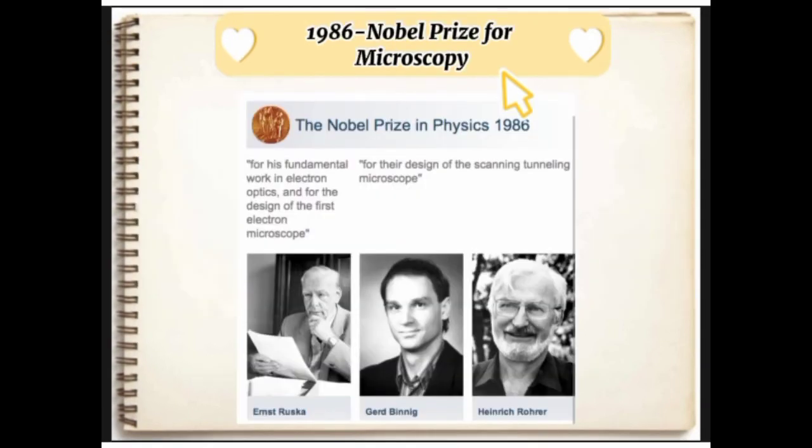1986, Nobel Prize for microscopy. The Nobel Prize in Physics is awarded jointly to Ernst Ruska for his work on the electron microscope and to Gerd Binnig and Heinrich Rohrer for the scanning tunneling microscope.